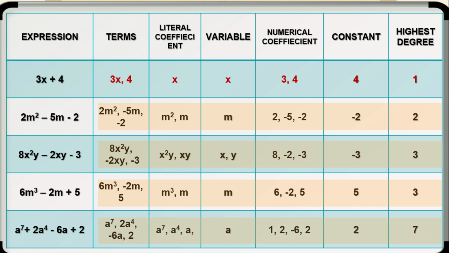And lastly, for a raised to 7 plus 2a raised to 4 minus 6a plus 2, the terms are a raised to 7, 2a raised to 4, negative 6a, and 2. The literal coefficients are a raised to 7, a raised to 4, and a. The variable is a. The numerical coefficients are 1, 2, negative 6, and 2. The constant is 2, and the highest degree of the expression is 7.